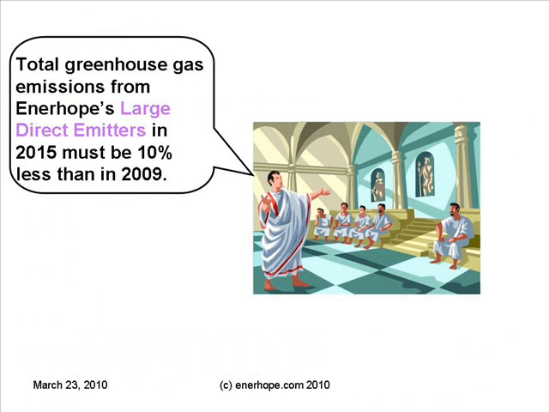The government of Enerhope decides that total greenhouse gas emissions from Enerhope's large direct emitters in 2015 must be 10% less than in 2009. The government also decides to introduce emissions trading to reduce the greenhouse gas emissions of these large direct emitters.